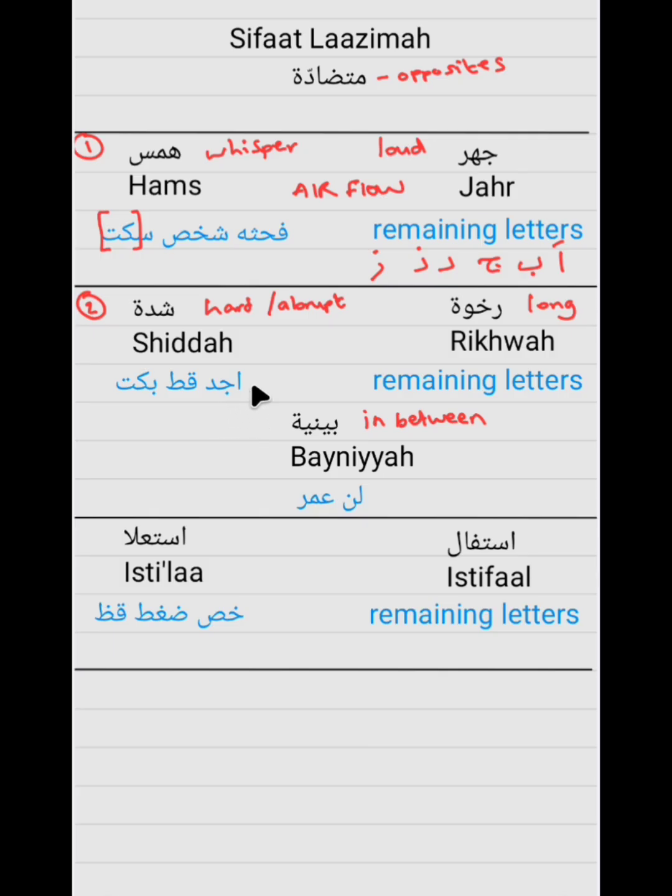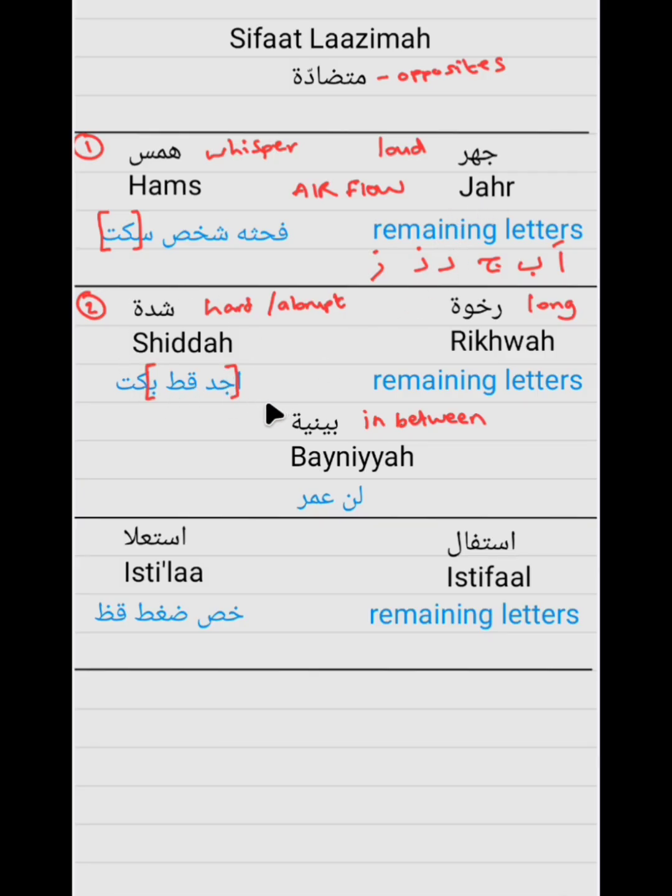So again, you put an alif before and you put sakin on the letter, and then you understand how it's pronounced abruptly, right? So aj, ad, aq, at, ab, right? All of these letters that you can notice here, jim, dal, qaf, ta, and ba, these five letters are all forming part of shidda as well as jahr, right? So they are loud letters, so they are pronounced without airflow as well as pronounced abruptly.